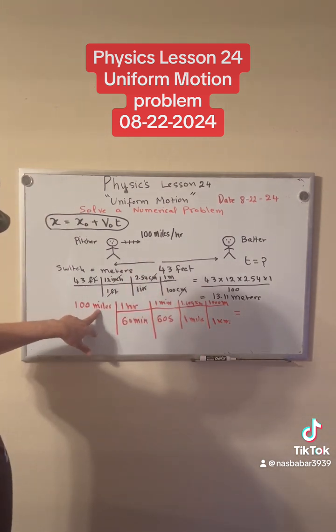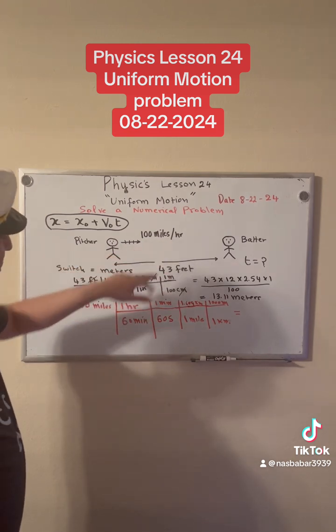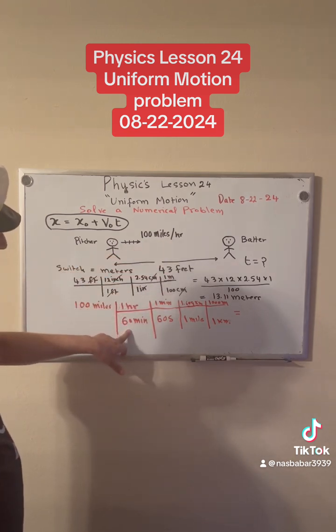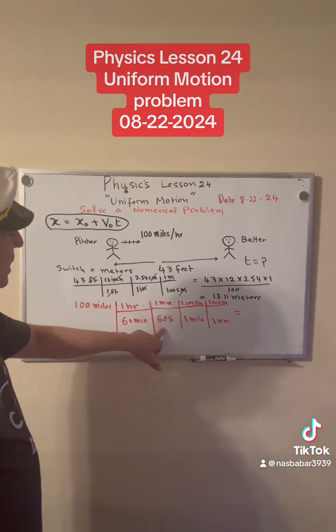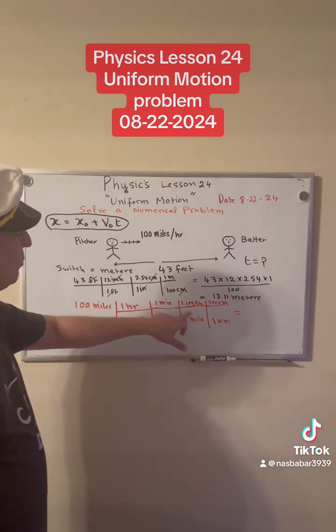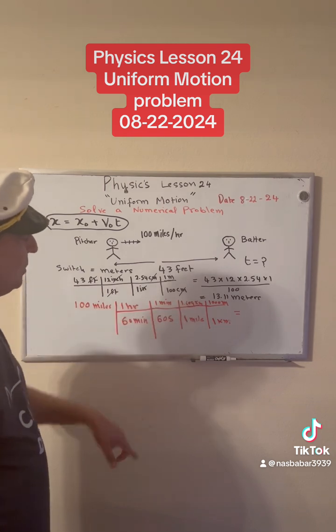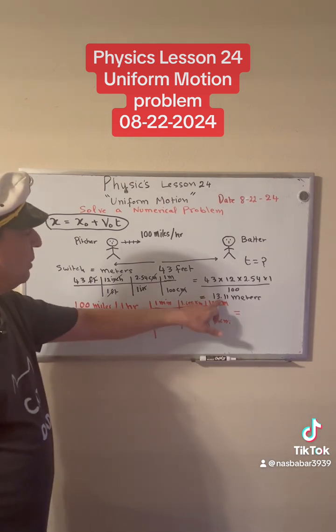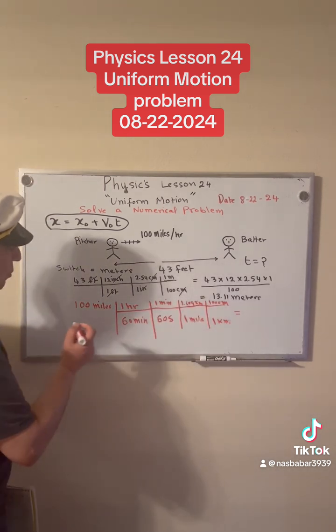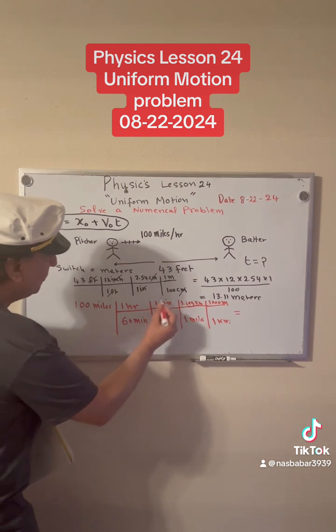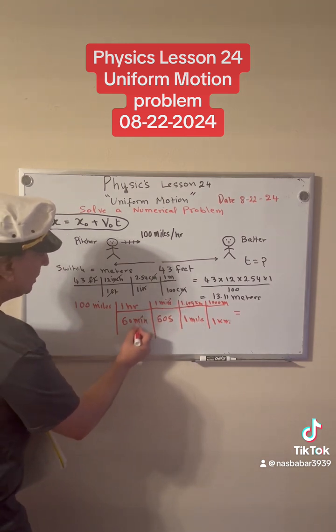So I wrote 100 miles and then I said, okay, it's given an hour. So 1 hour has 60 minutes. 1 minute has 60 seconds. 1 mile has 1.609 kilometers. 1 kilometer has 1,000 meters. Now what we do is that we say, okay, this minute, cancel this minute.